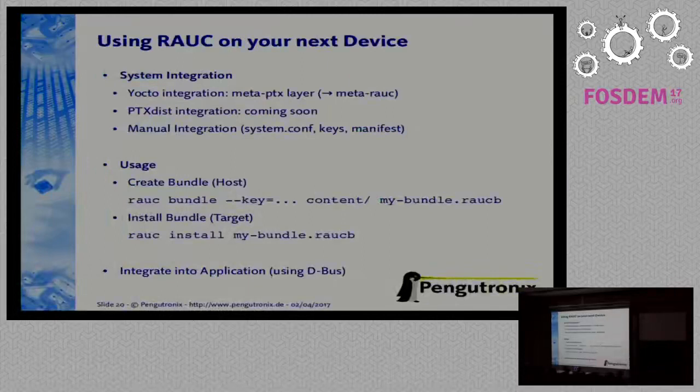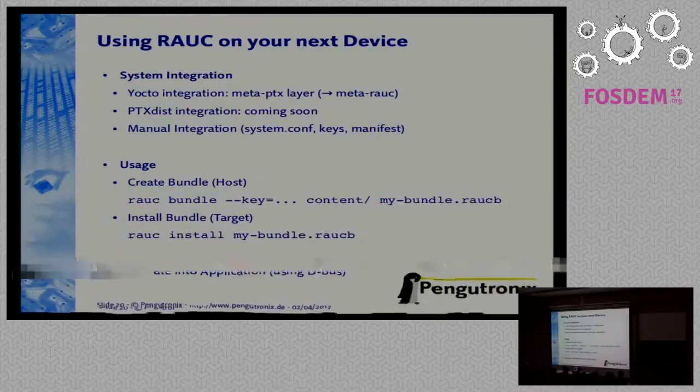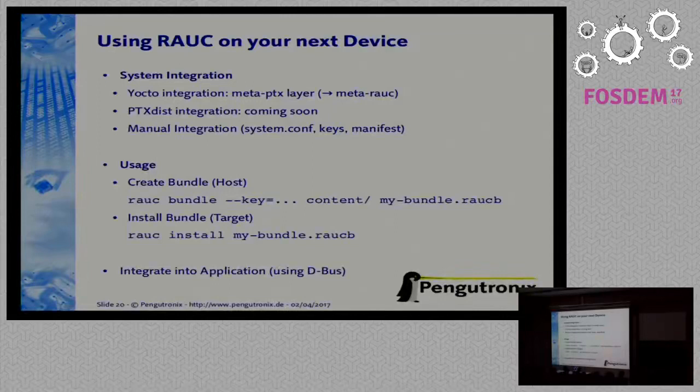If you want to use RAUC in your next device, we have Yocto integration in our meta-ptx layer, which will soon become meta-rauc. We have PTXdist integration currently only on the mailing list, not in PTXdist mainline, and you can also integrate it manually. And here's a short overview to give a basic idea how it's used. This is the rauc bundle command you use on your host to create the bundle with a directory that includes all the content you want to bundle. And on the target, you simply execute rauc install. Or if you have an application, we have a D-Bus interface where you can trigger the installation from.